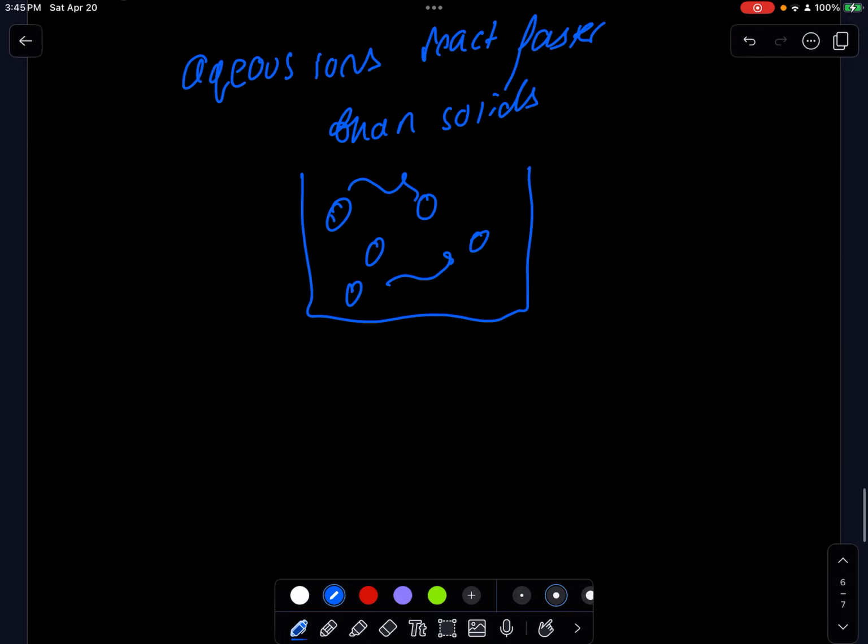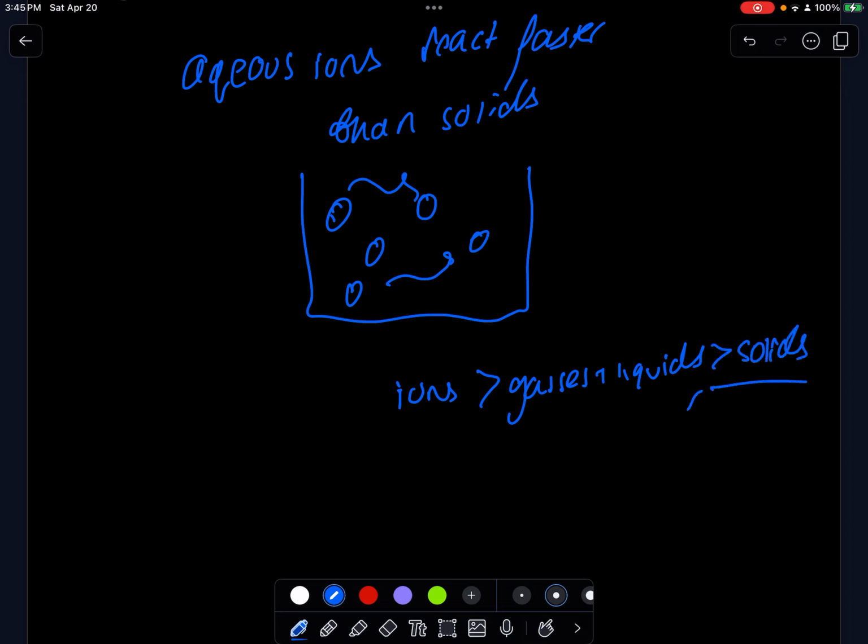Broadly speaking, ions, oppositely charged ions, react faster than gases and liquids, which react faster than solids. Solids usually react the slowest.